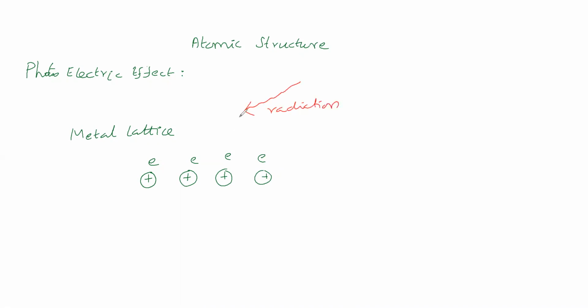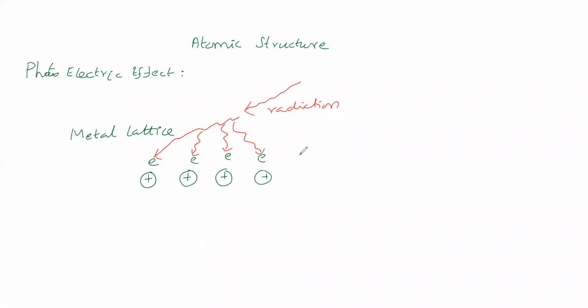Now, if the quantum of this radiation is falling on this electron, then this electron comes out from the metal atom. If the quantum is falling over this electron, then this electron absorbs that quantum and it comes out. If the quantum is falling over here, and if the quantum is falling over here, then it will come out.